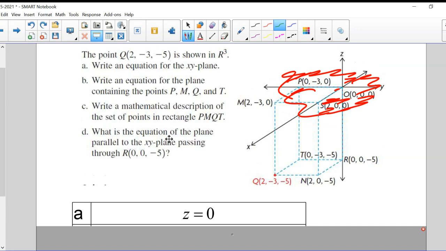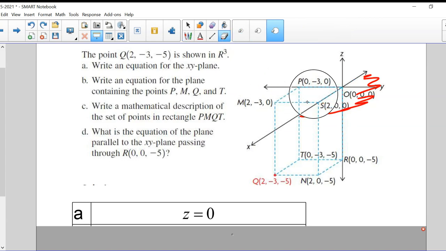And we're kind of running out of time here, 15 minutes to go. Write an equation for the plane containing the points P, M. So it's another plane. I'm going to erase this plane. So a plane is a flat surface, right? Whereas in two space we have a line, we can have a plane that slices through the 3 space.